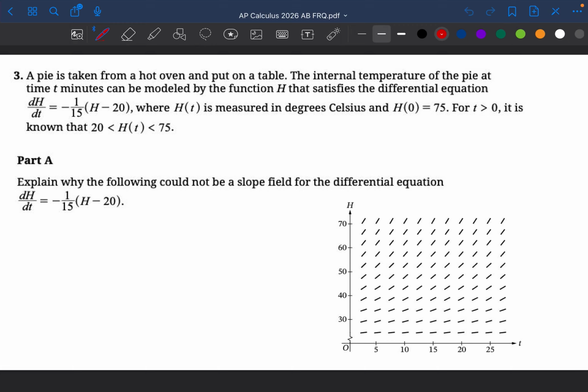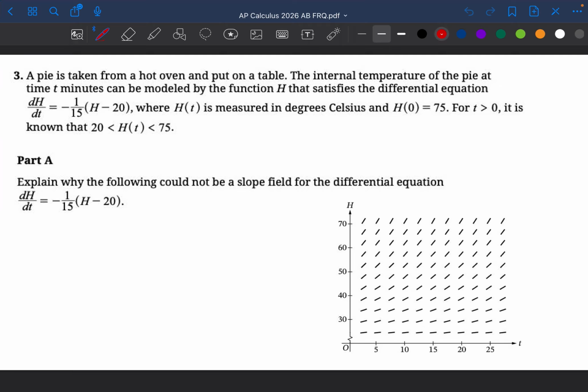Question 3. A pie is taken from a hot oven and put on a table. The internal temperature of the pie at time t minutes can be modeled by the function h that satisfies the differential equation dh/dt equals -1/15 times the quantity h minus 20, where h of t is measured in degrees Celsius and h of 0 is 75.